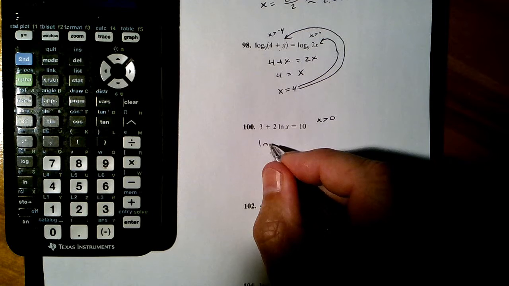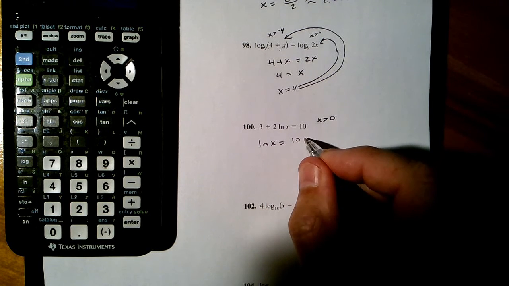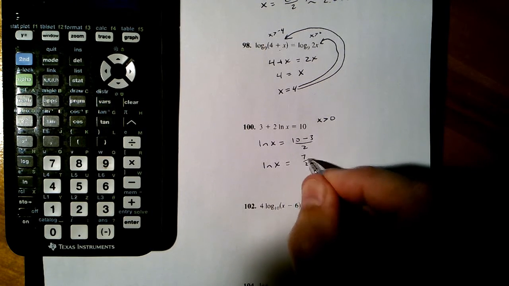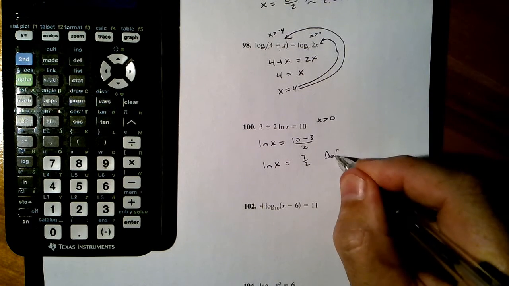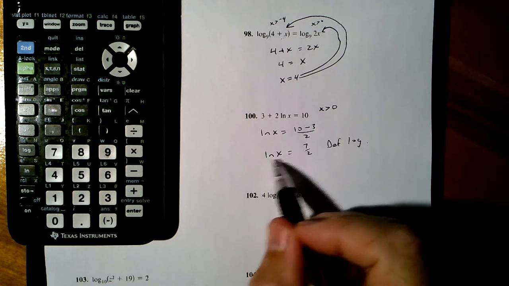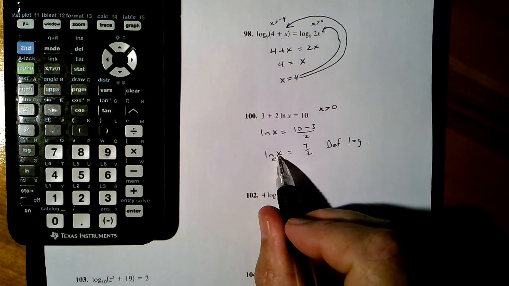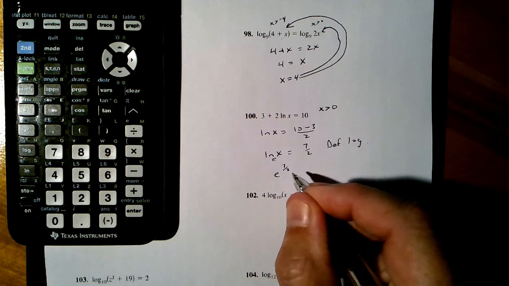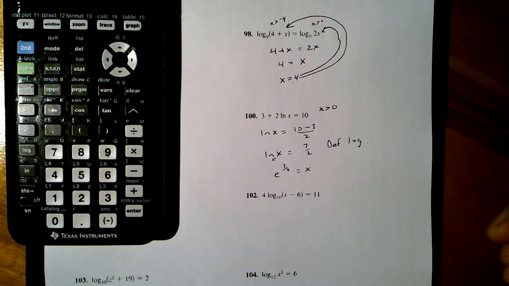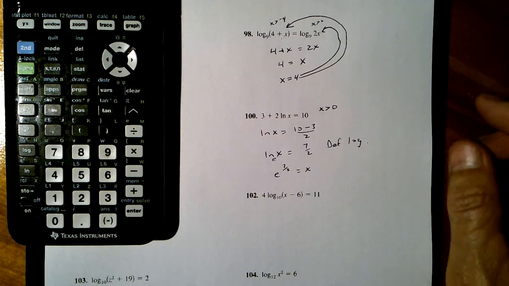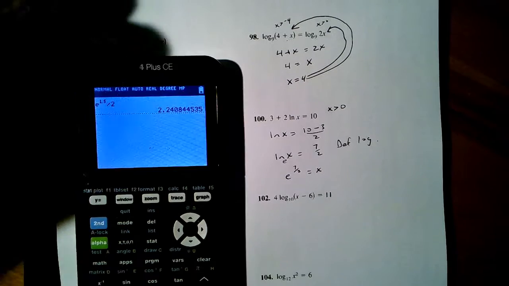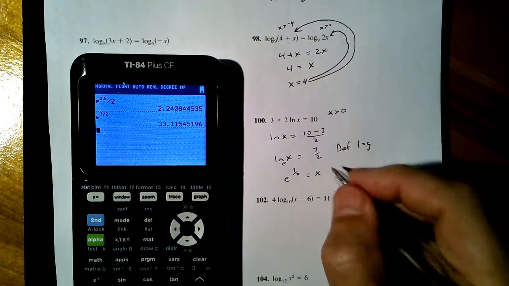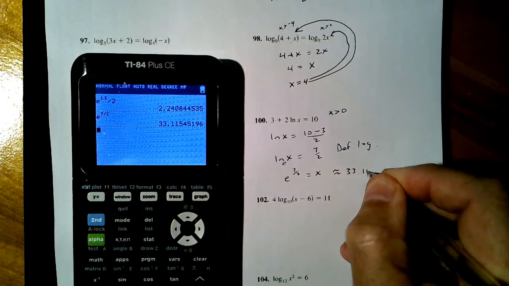Okay, so let's see. ln x, we're going to get it alone. It was 10. I subtract away 3 before I divide away 2. ln x equals 7/2. And now, definition of log. This is the exponent that turns e into x, but this is 7/2. Therefore, 7/2 is the exponent that turns e into x. That's understanding definition of log, not just spouting it out. So we get e to the 7 divided by 2, approximately 33.115.